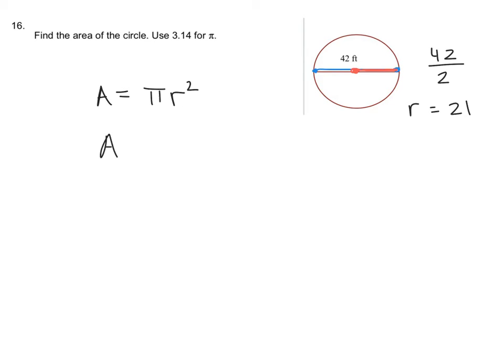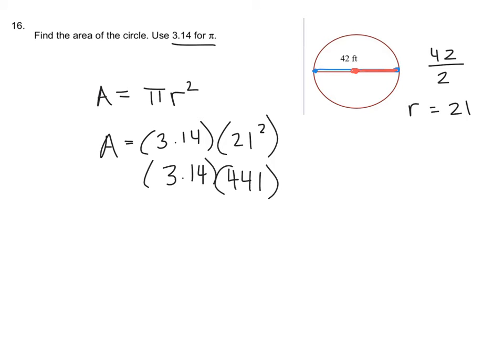Now we're going to substitute that into our formula. And remember, we're going to use 3.14 for pi. So this becomes 3.14 times 21 squared. First, you'll do 21 squared, which is the same as 21 times 21, and we get 441. Next, we'll multiply that by 3.14, and we get a value of 1,384.74. Since this is area, my final answer is 1,384.74 square feet.